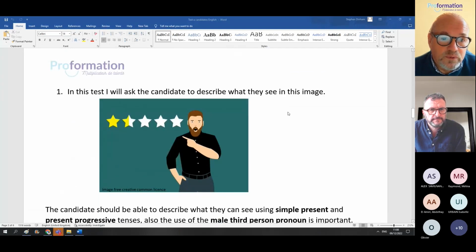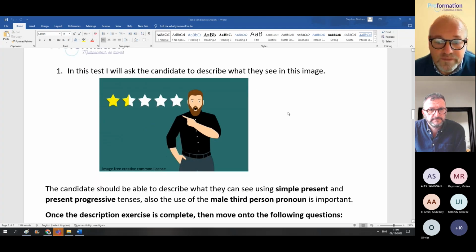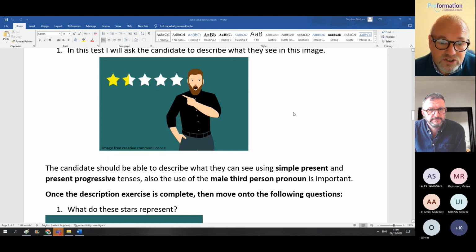In this test, I will ask the candidate to describe what they see in this image. Now, the picture we have here is of a guy pointing at some stars. The stars behind them represent a review of a service or a product. The candidate should be able to describe what they can see using simple present progressive tenses. Also, the use of the male third-person pronoun is important.